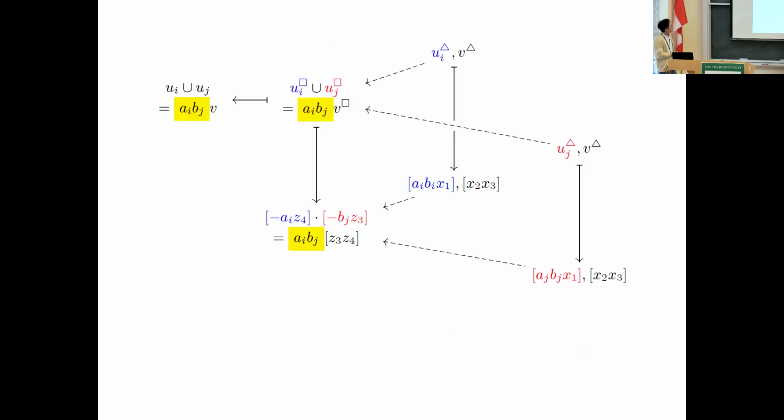So, just by diagram chasing, this one goes to here and this one goes to here for the original toric variety.